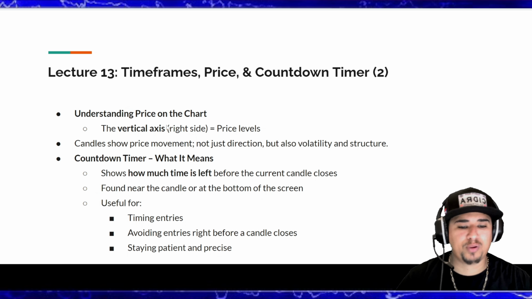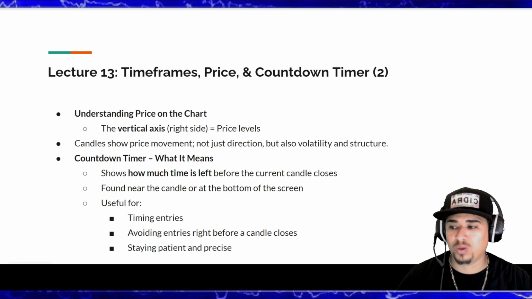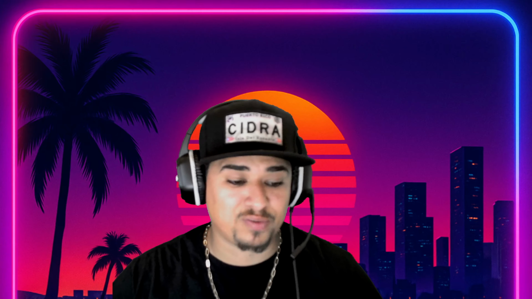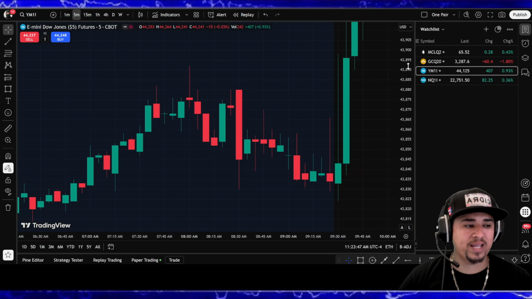So, understanding price on the chart. The vertical axis, the right side, is the price levels. And I showed you that. I don't know if you remember, but I showed you what that looks like. And you know what? I'm going to bring it up again, just to make sure that you are following and that you understand. So this axis right here, this is price. On this side, that's price.